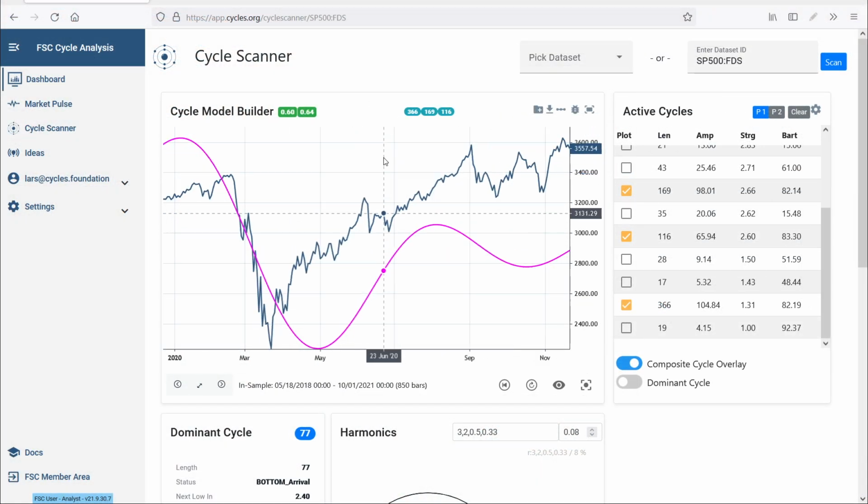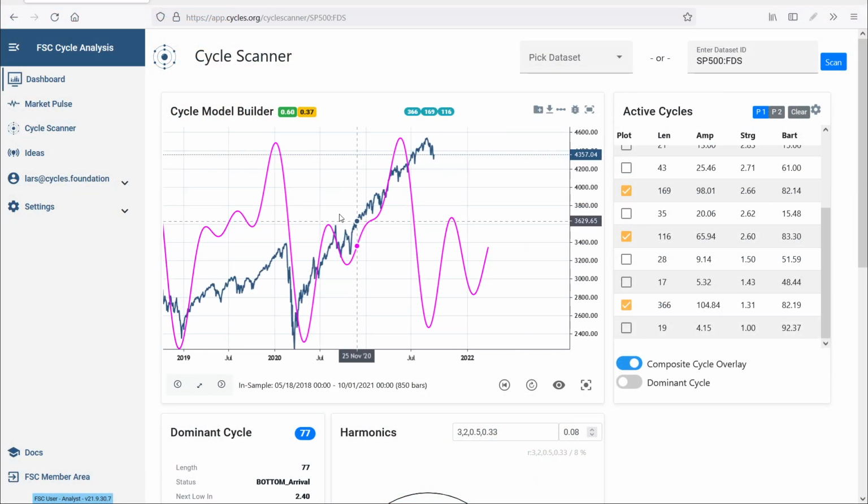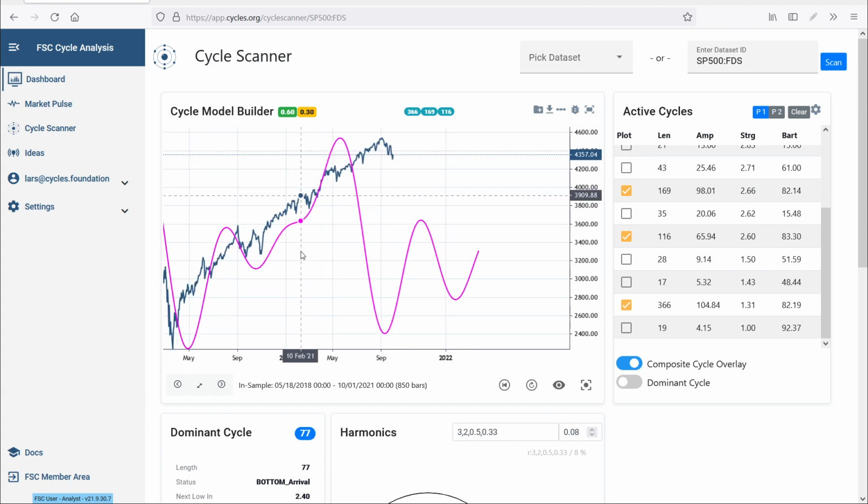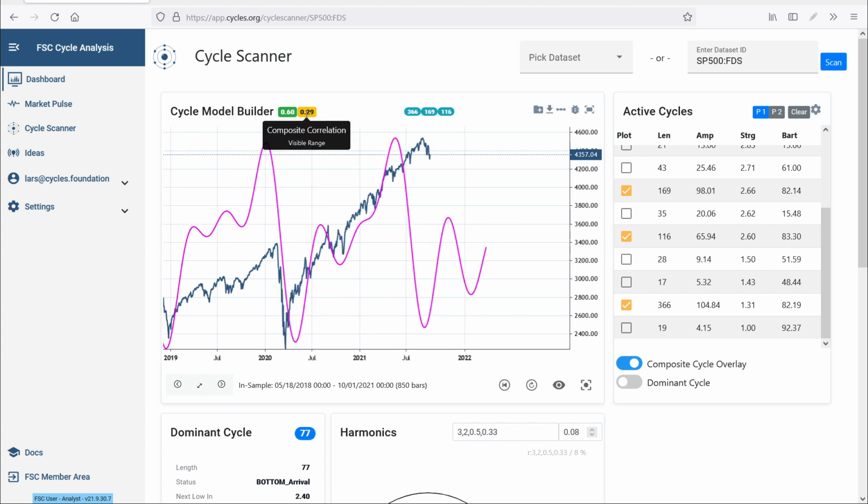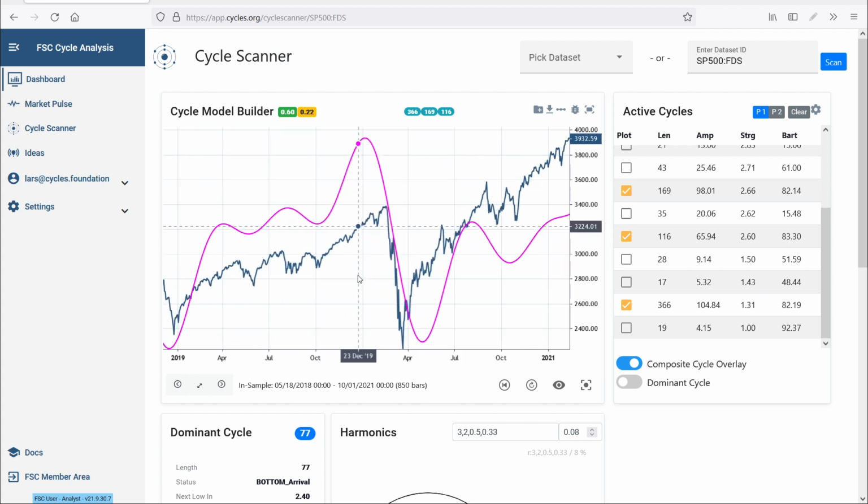So if we have a closer look, let's browse the data set here. You can see that while the overall in-sample for the selected cycles might look good with this composite, with a Pearson correlation score above 0.5, if we just zoom in on the last year, besides this uptrend here, all the other correlation is below 0.5. So the recent correlation, if we take this into account, is not as good as the full in-sample correlation.